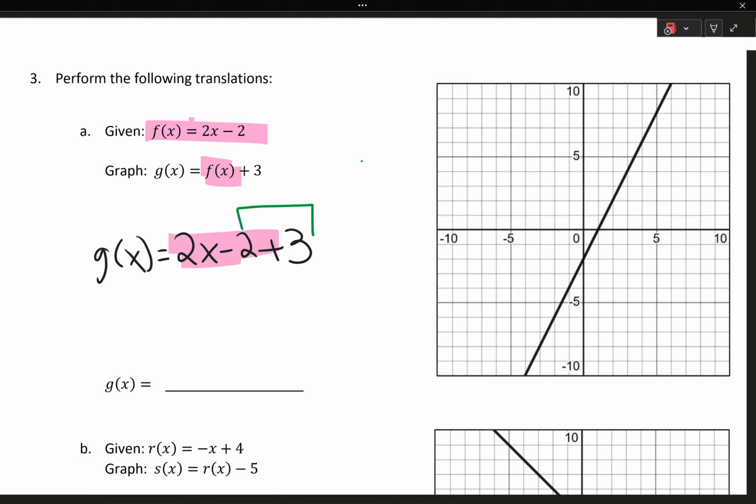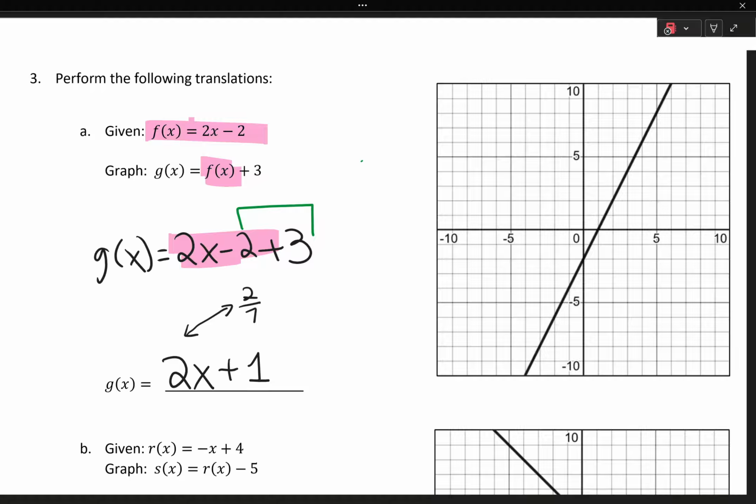So let's add some like terms. It'll still have 2x as its slope. And then negative 2 plus 3 is positive 1. Don't forget our slope is actually 2 over 1, right?